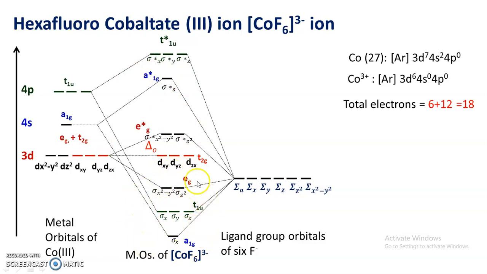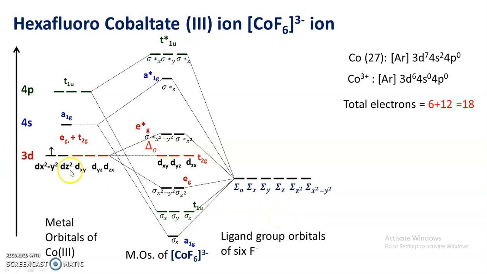At the bottom there are bonding molecular orbitals, at the top of this diagram there are antibonding molecular orbitals, whereas the t2g orbitals are not involved in the sigma bond process. These are suitable for the formation of pi bond, and therefore these orbitals remain non-bonding. The energy gap between t2g and eg star is delta O. O stands for octahedral. Now we try to fill the electrons.